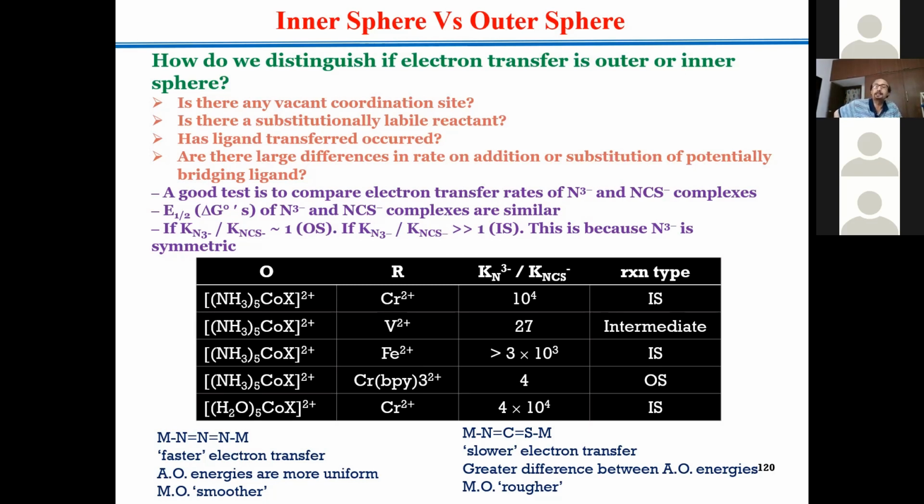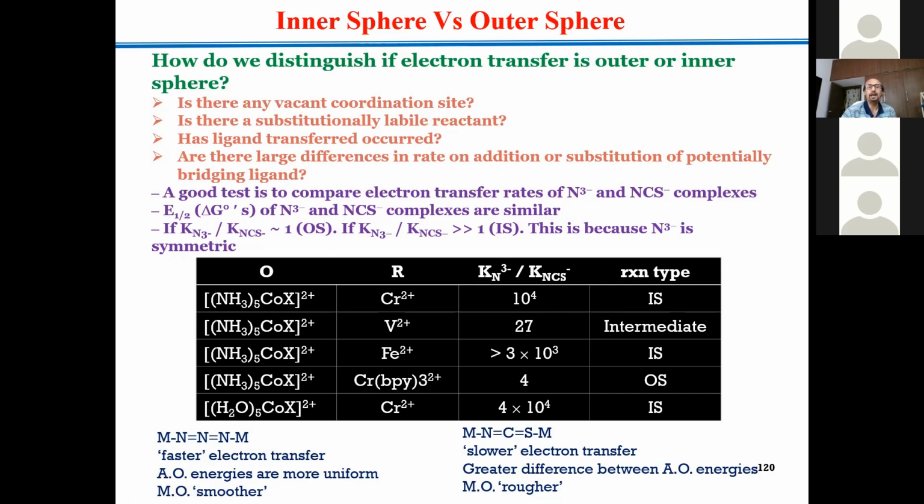Then, is there a substitutionally labile reactant? That is very important. No? That Y has to leave the coordination sphere of one of the metal fragments. Has the ligand transfer occurred? Are there large differences in rate on addition or substitution of a potentially bridging ligand? These are the factors one needs to question.